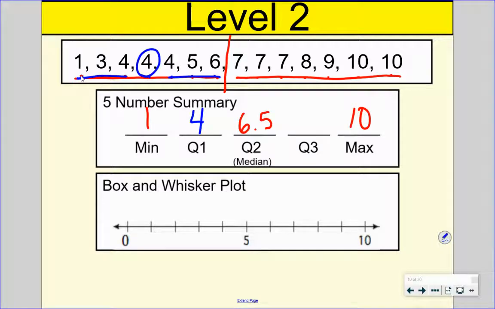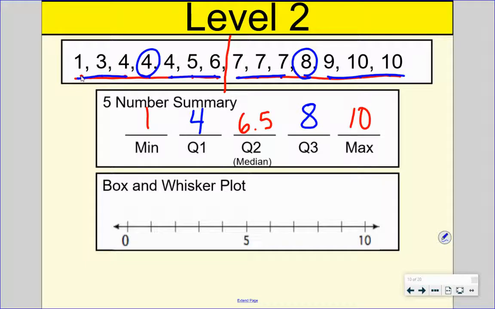And here we also have 1, 2, 3, 4, 5, 6, 7 pieces of data. So we know this middle one, it's an odd number. If it's an odd number, I circle the middle number, okay? And there are 3 numbers to the left, 3 numbers to the right. Our third quartile was the number 8. And we draw our box and whisker plot.